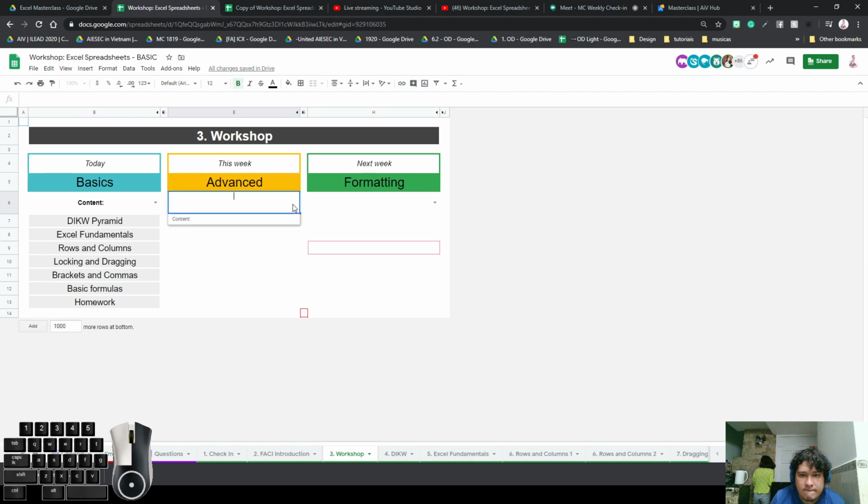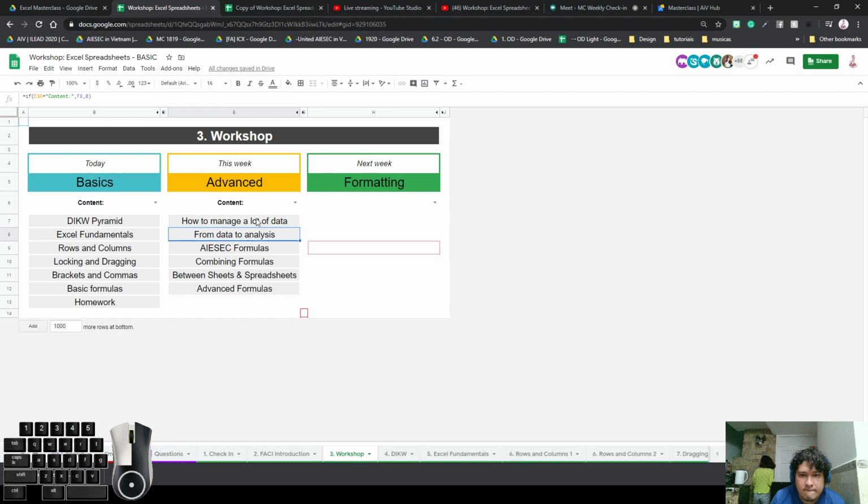Then the advanced part, we're gonna focus more on managing big sets of data, understanding deeper data analysis, and understanding what formulas we use in Isaac. Here we're also gonna talk about some Isaac formulas, but these are gonna be the complex ones, the difficult ones, which you will see are not so difficult, but still it takes some time and practice. We're also gonna learn how to combine different formulas and make a super huge formula altogether that actually works.